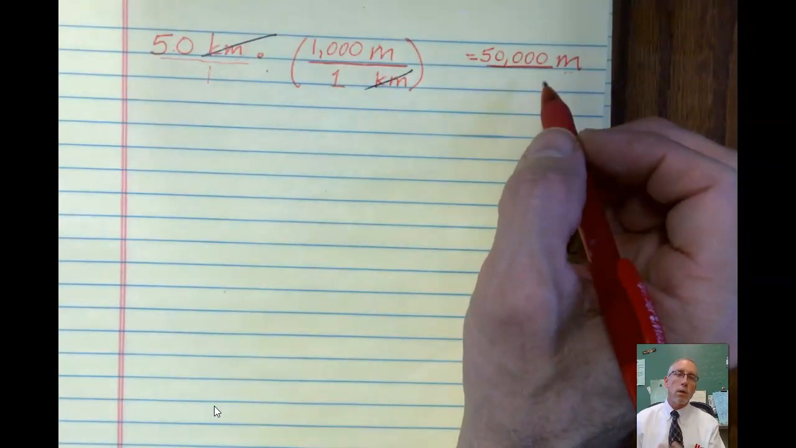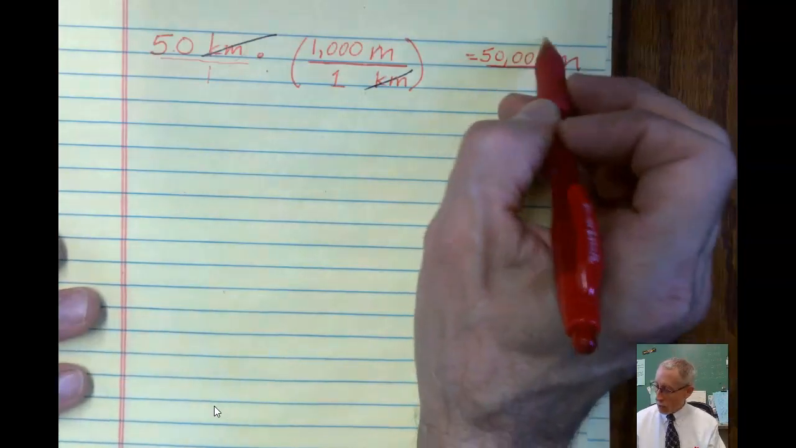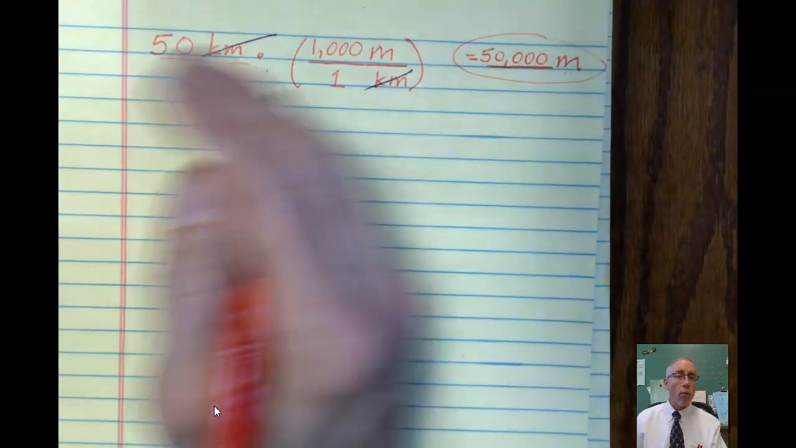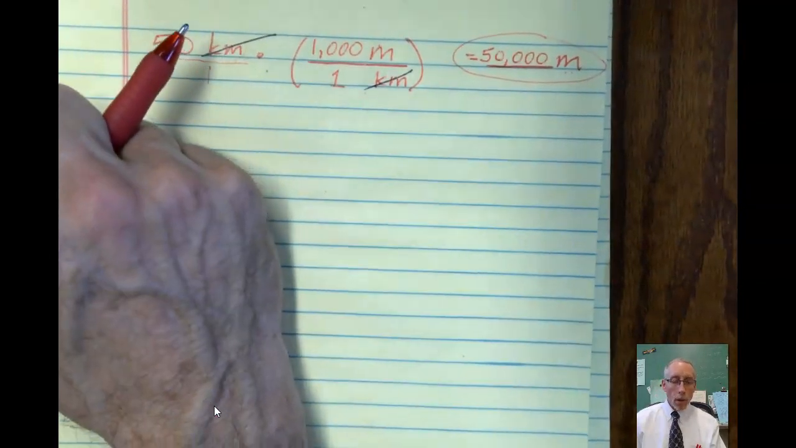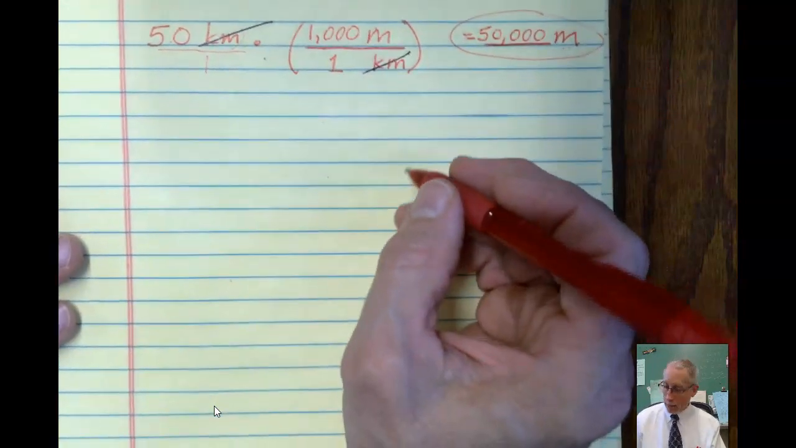If you knew 50 kilometers and you knew that there were 1,000 meters in a kilometer, a lot of people in your head could figure this out. But this is what it looks like in a more formal, kind of lengthier approach. But what if it's something where you don't know the conversion off the top of your head? Let me show you that.